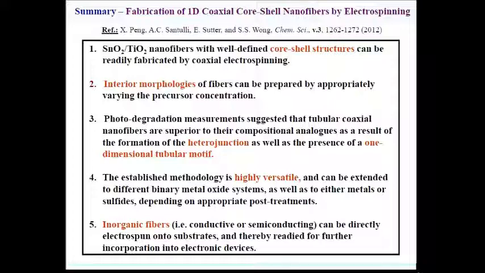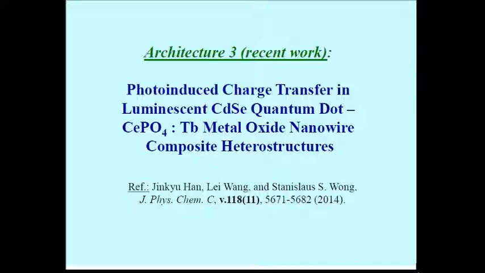So, in terms of the third example I want to highlight, it is the idea of looking at photoinduced charge transfer in luminescent quantum dot cerium phosphate metal oxide nanowire composite heterostructures, which we actually completed just this year. And to give you a background of why we think this is a particularly interesting type of architecture, I just want to highlight the fact that my group has a large effort in making these ternary metal oxide nanostructures.